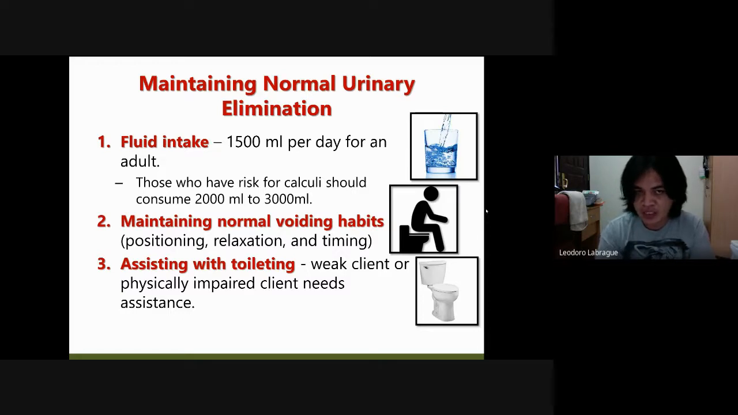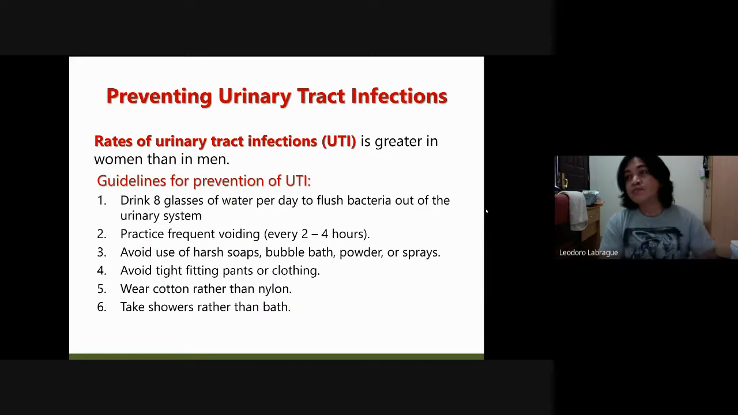Okay, now, one of the most common problems is urinary tract infection. The bladder has microorganisms, and the patients might develop urinary tract infection. This is specifically common among women. Women are highly prone to urinary tract infection than men. Why? Because the urethra of women is shorter than the urethra of males.